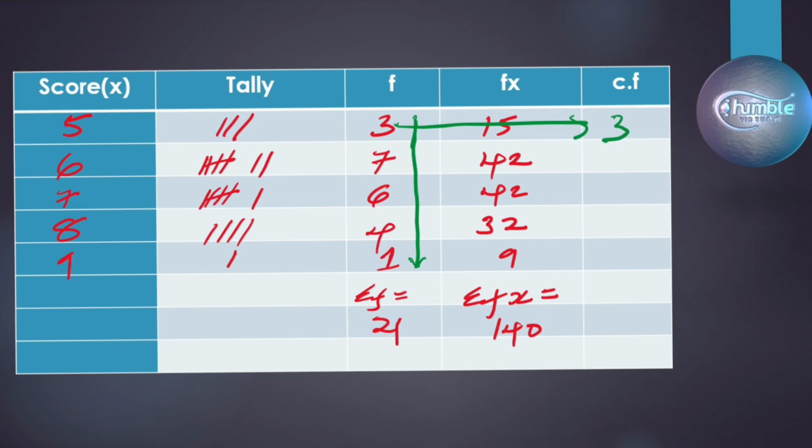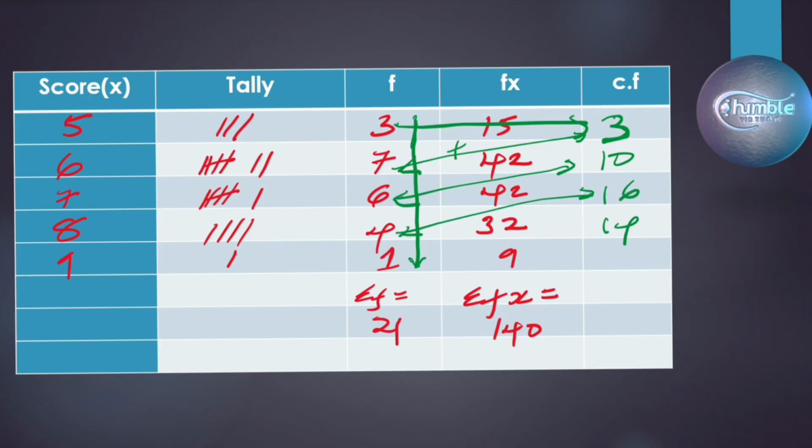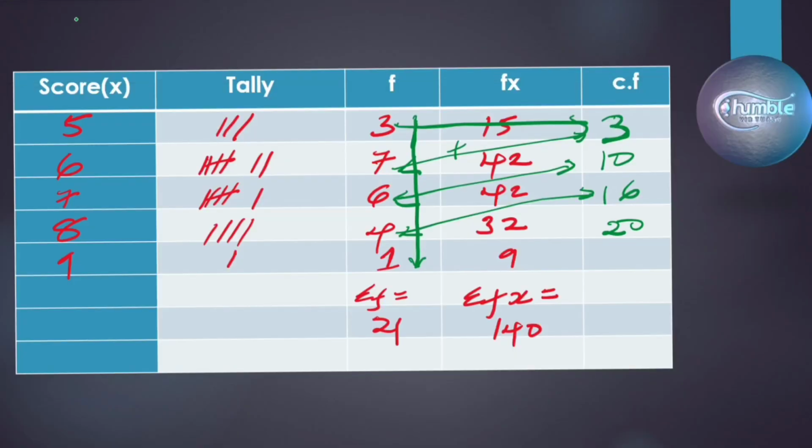So 3 plus 0 plus 3 is 3. And then 3 plus 7, we get 10. And then 10 plus 6, we get 16. And then 16 plus 4, you get 20. And then 20, finally 20 plus 1 gives you 21. And that marks the end of that particular table.